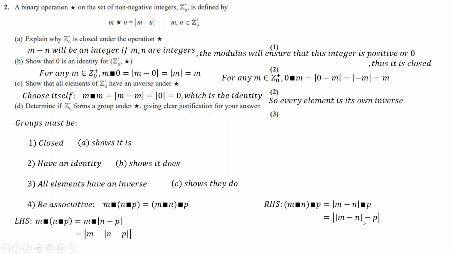Maybe they are, but if we're going to aim for this not to be a group, all we really need is one counterexample. So if we choose m is 1, n is 2, p is 3, for example, and put it in here, 2 minus 3 is minus 1, modded is 1, 1 minus 1 is 0, modded is still 0. But over here, 1 minus 2 is minus 1, modded is 1, minus 3 is minus 2, modded is 2. And those two things aren't equal, so this isn't associative, which means it's not a group.